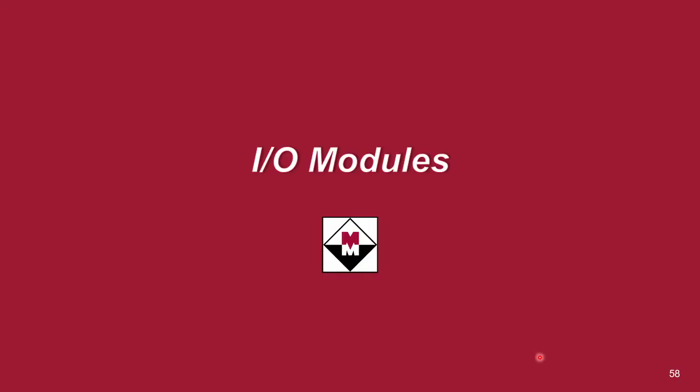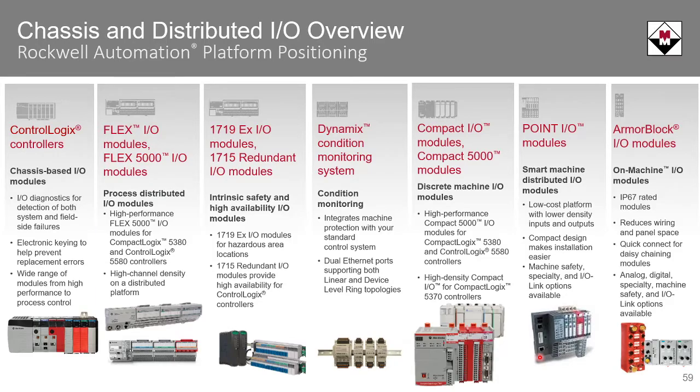Moving on to I/O modules. I kind of like to show this slide just to show the breadth of offering by Rockwell as far as I/O families. So we have our ControlLogix 1756 family. We have our Flex 1794 family, as well as our next generation Flex 5000, which I will talk about in a few slides coming up.